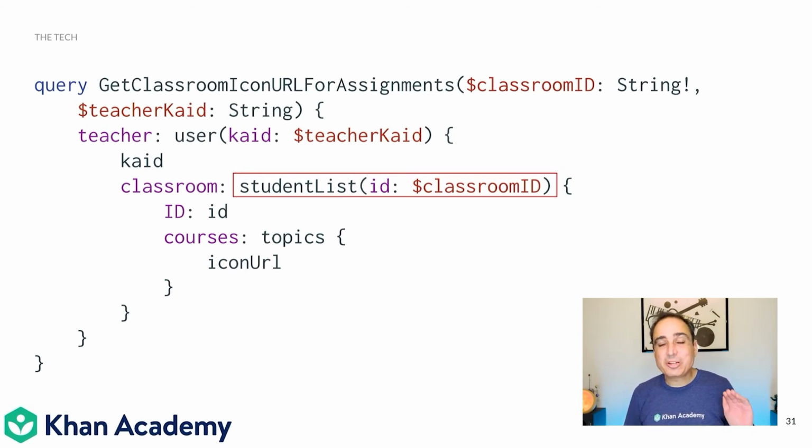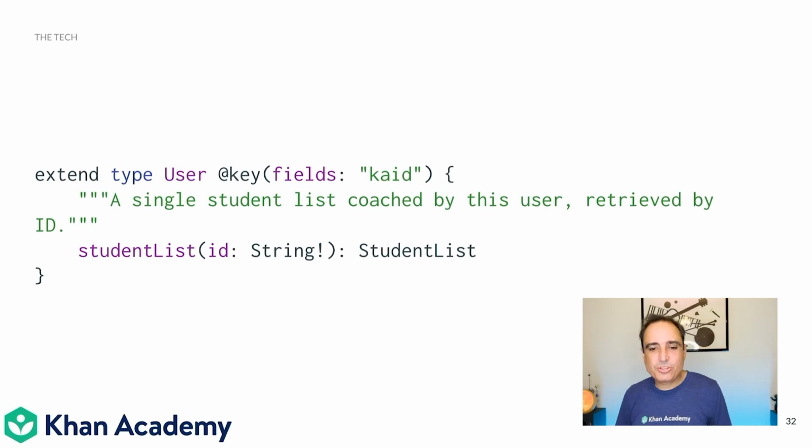Now, what's interesting about student list is that it is effectively a class in our system. And the student list data is presented by the coaches service. So the previous service we were looking at was actually the user service. This is something that comes from the coaches service. So how does that work? This is how that works.